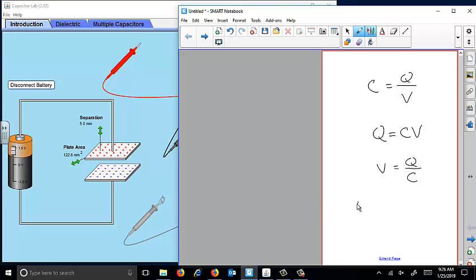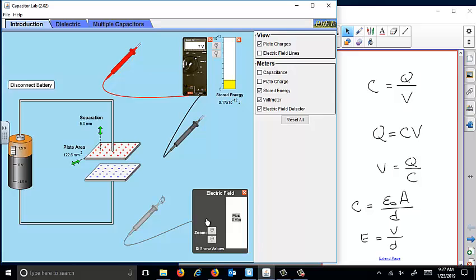And the other one was the capacitance is equal to this constant epsilon-zero, which is related to Coulomb's constant, times the area of the plate divided by the distance between the plates. Another thing was the electric field between the plates of a parallel plate capacitor is equal to the voltage applied divided by the distance between the plates. So those are the equations we're playing with. So I'm just going to demonstrate it here.